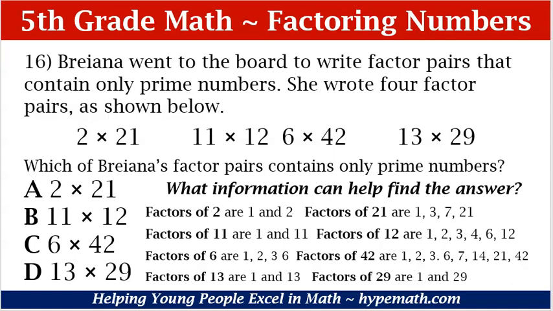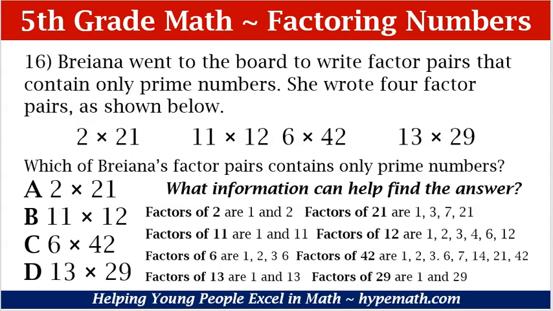The information that can help us find the answer is finding the factors of all of our factor pairs. So let's start with A. We have 2 times 21. The factors of 2 are 1 and 2. The factors of 21 are 1, 3, 7, and 21.